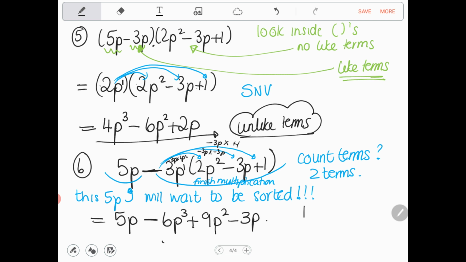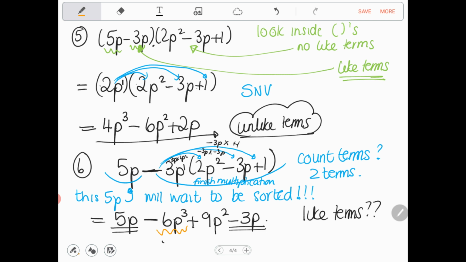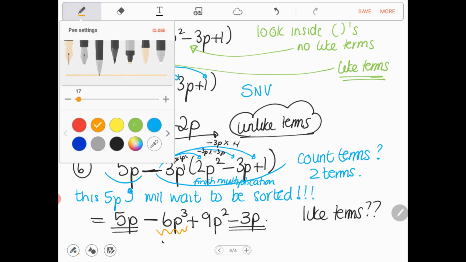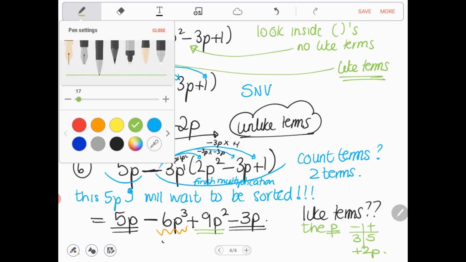Okay. Are there like terms here? Yes, there are. This 5p can go with that negative 3p. The p cubed is alone, and the p squared is alone. So the only like terms we have are the p terms. All right, so let's look at our p terms. We have a positive 5 and a negative 3, which gives me a positive 2p.